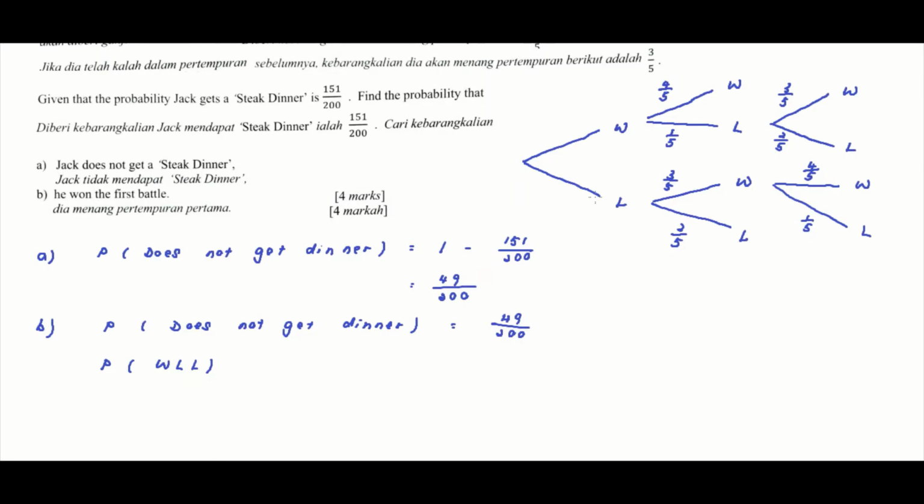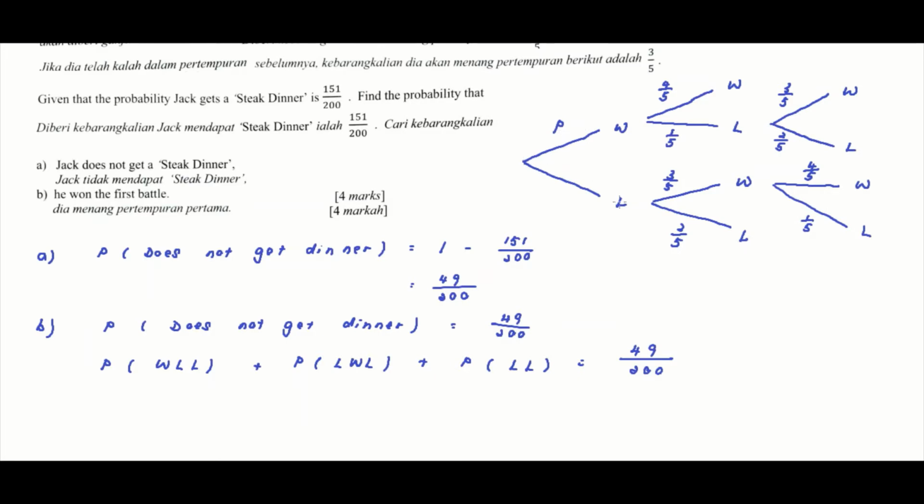Then the other case is loss, win, loss. So he lost the first one, won the second one, and lost the last one again. Or you have the last scenario, where for the first and second he already lost, which means that he didn't get the dinner. So these are the three scenarios that cause Jack to not get the steak dinner. Let's put a variable over here so we can get the answer. For the probability for him to win the first battle, let us put a P here.